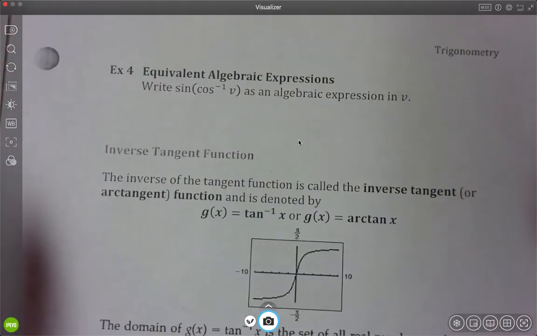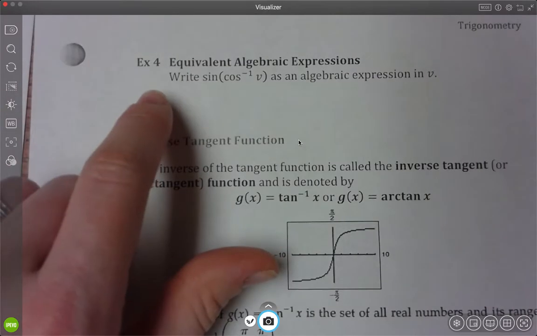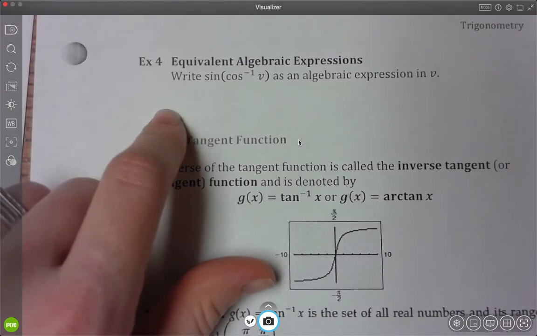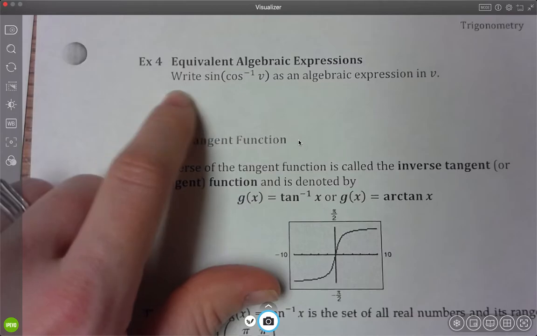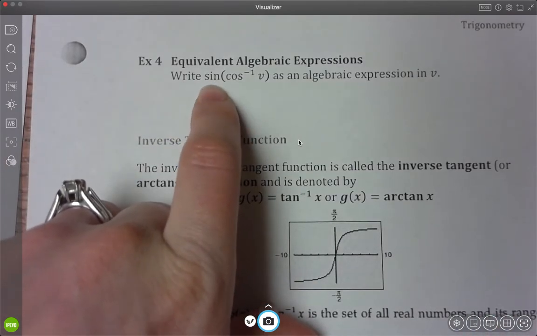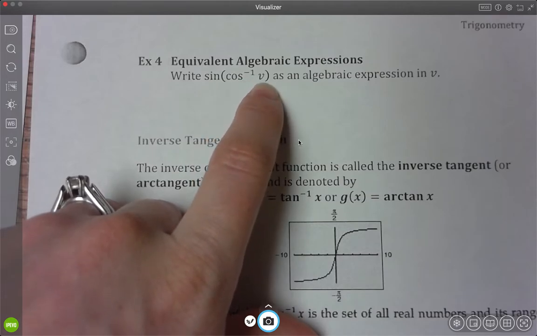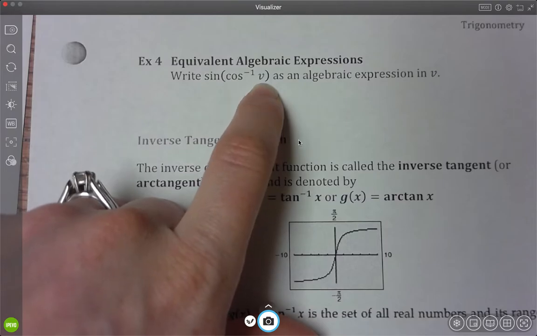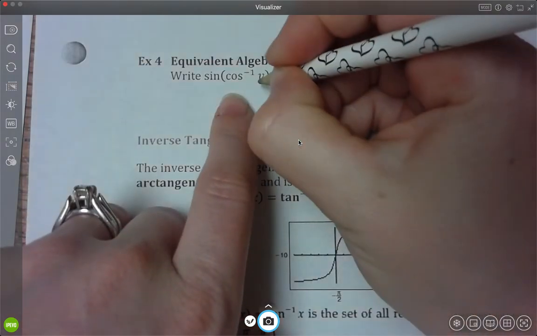Right now, example 4 is kind of far-fetched, so bear with me here. They want us to evaluate sine of inverse cosine of v, and write that as an expression. Okay, v is just a variable. v could be called x. Okay, and I'm going to write that as v over 1.